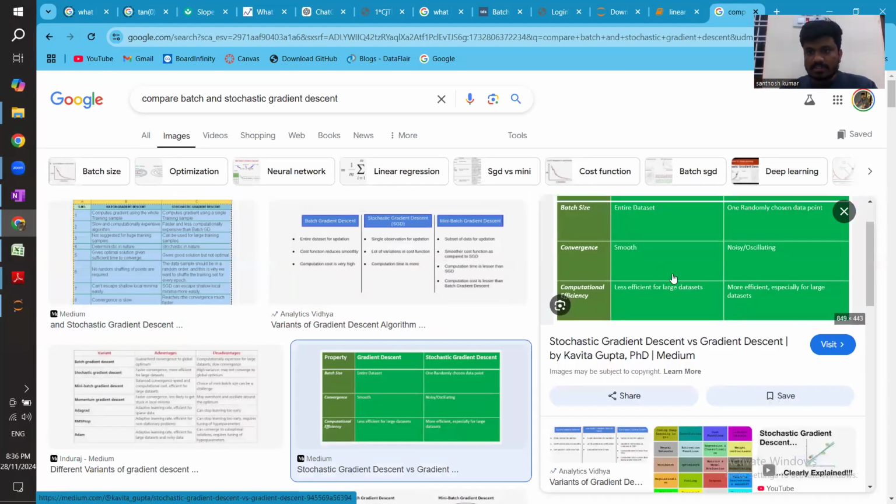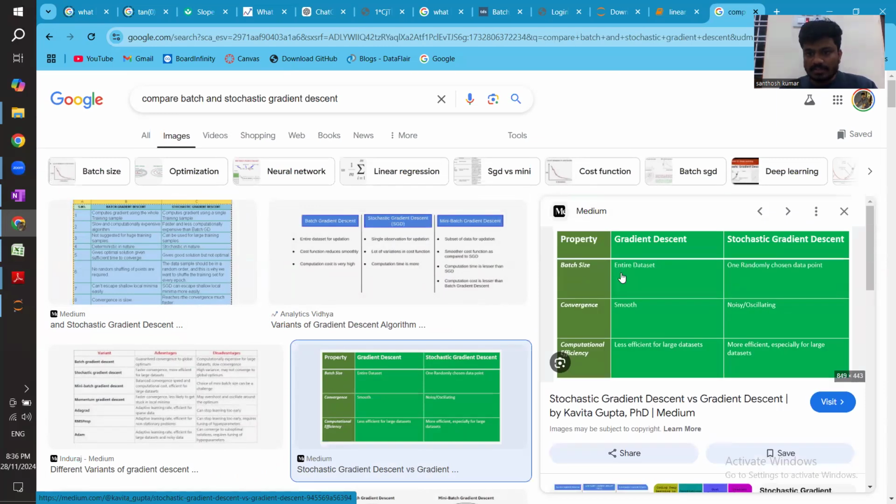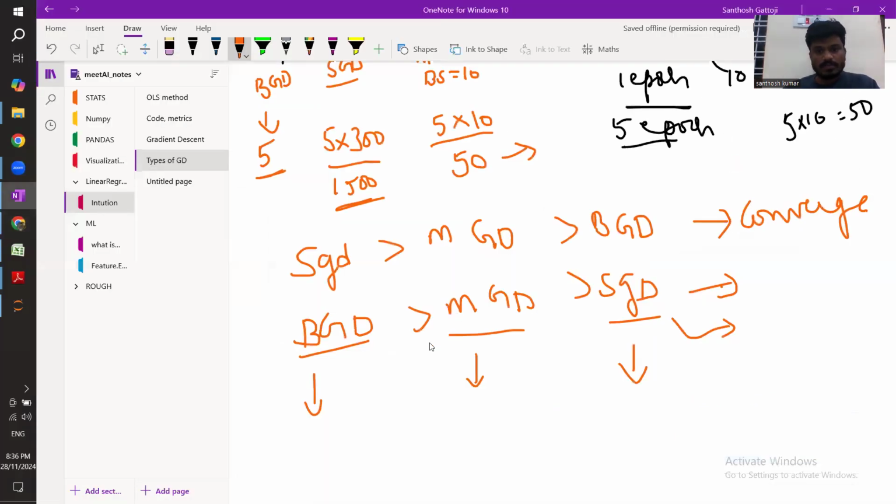As you can see, the same points. In batch, it is using the entire data set. Usually gradient descent is called batch gradient descent, Karthik. When they don't specify anything, it is batch gradient descent. In batch gradient descent, the batch size is the entire data set.